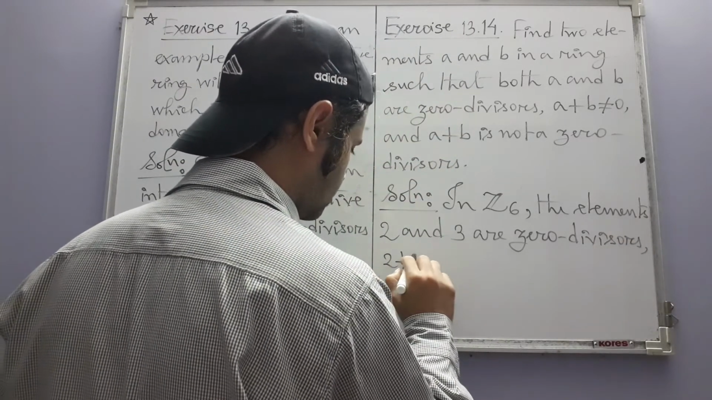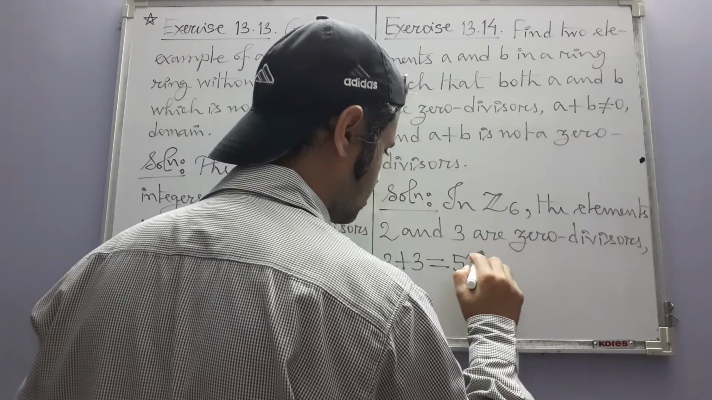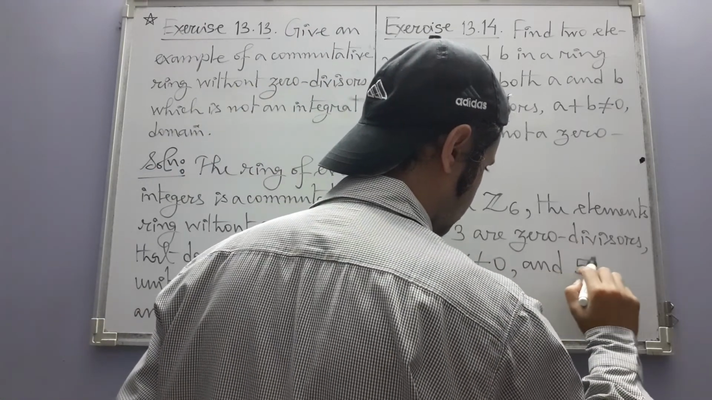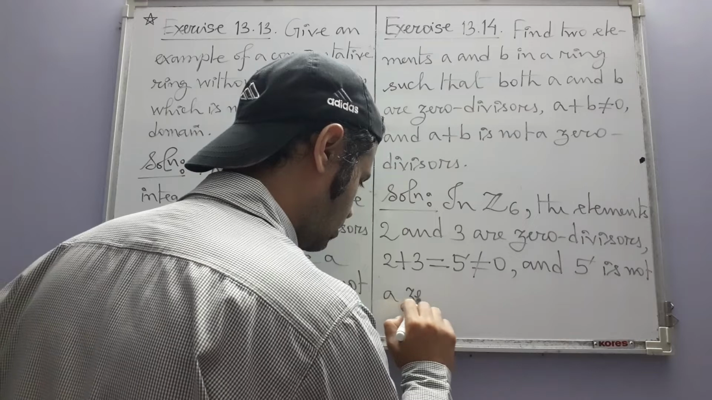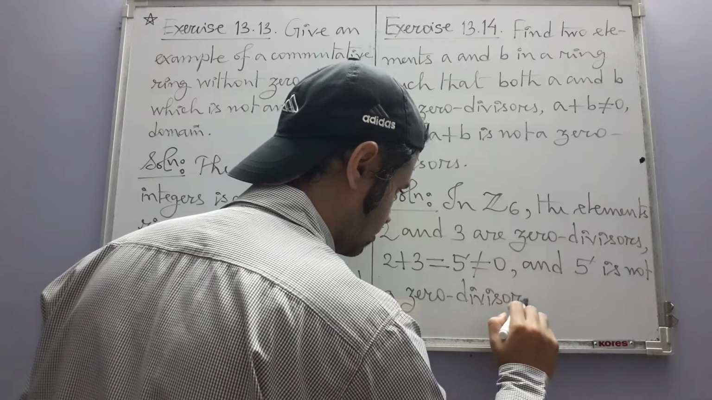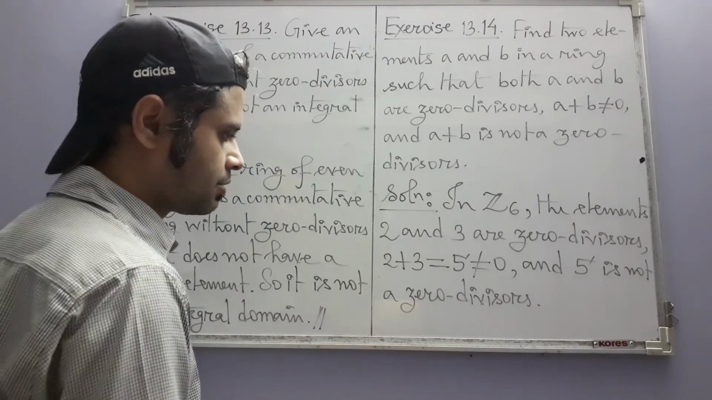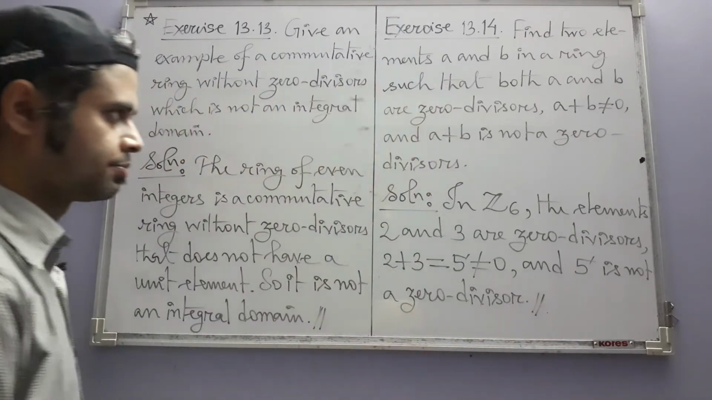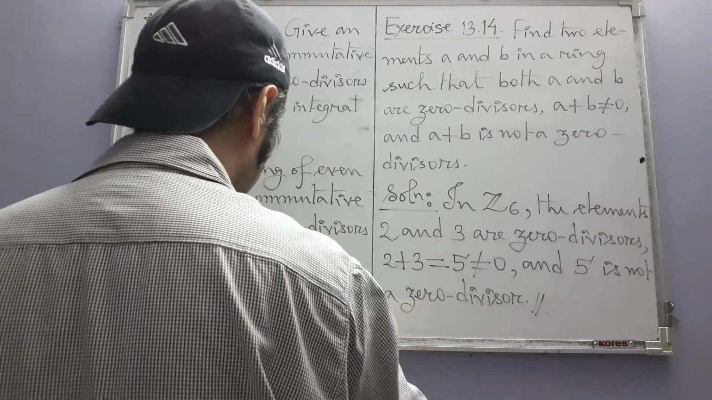Their sum is 5, which in this modular ring is non-zero, and 5 is not a zero divisor. There is no element in this ring other than 0, which if you multiply with 5 will give you 0. So 5 is not a zero divisor. And finally, let us solve one more.